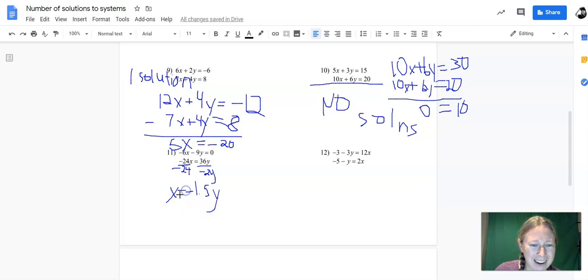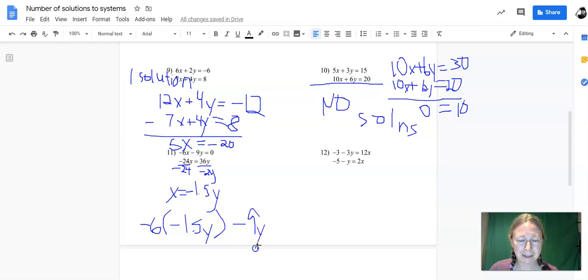I'm sorry about my bad handwriting. So I'm going to take negative 1.5y and I'm going to plug it into the first equation in place of x. So negative 6 times negative 1.5y minus 9y equals 0. Okay, so far so good. Negative 6 times negative 1.5 is 9. So 9y minus 9y equals 0. And so then in this situation, I end up with 0 equals 0.